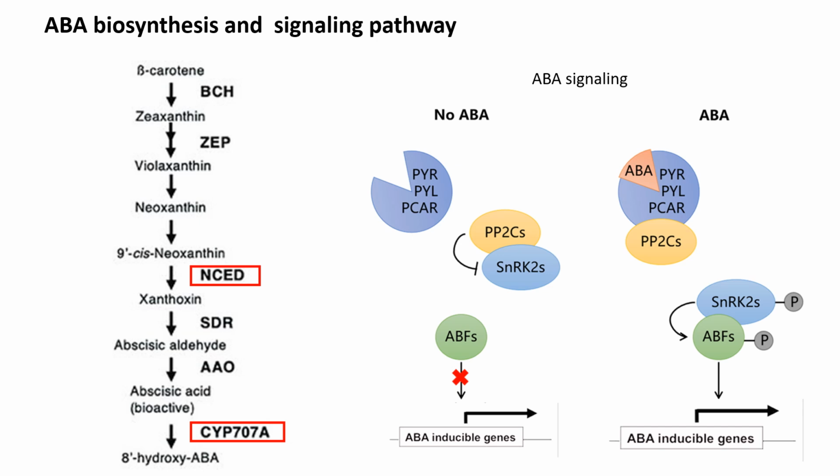Now, when abscisic acid is present, the abscisic acid bound to its receptor attaches to the protein phosphatases and prevents them from removing the phosphate group from the SNRKs. This allows the SNRKs to transfer the phosphate group to the abscisic acid response element binding factors or ABFs, and these ABFs can then bind to the abscisic acid response elements present in the promoter region of abscisic acid inducible genes to carry out their transcription.